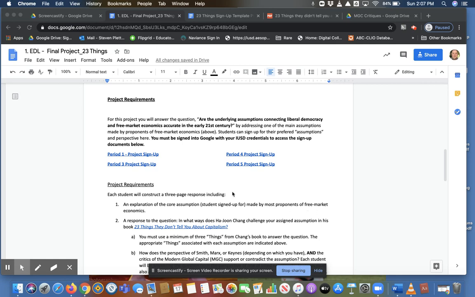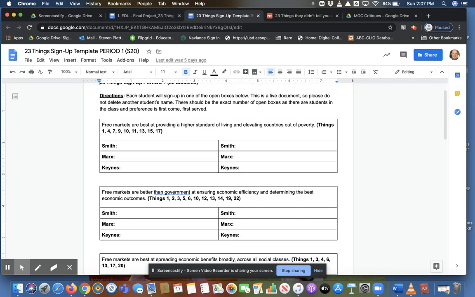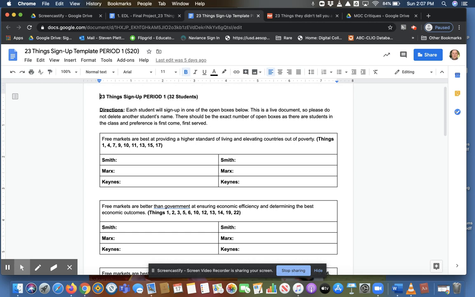You can sign up with a Google document. Each of these is linked. So if you were to click on period 1, you would end up with something like this. So you can sign up. Let's say you wanted to do free markets are best at providing a higher standard of living and elevating countries out of poverty, and you wanted to look at it from a Marx perspective. What did Marx say? So you sign up here.